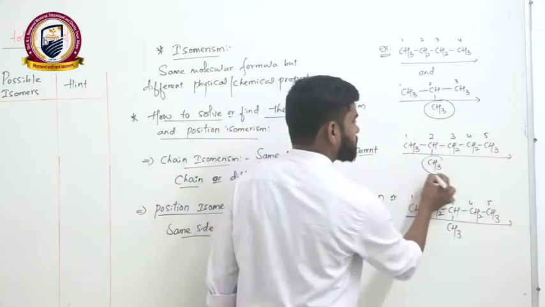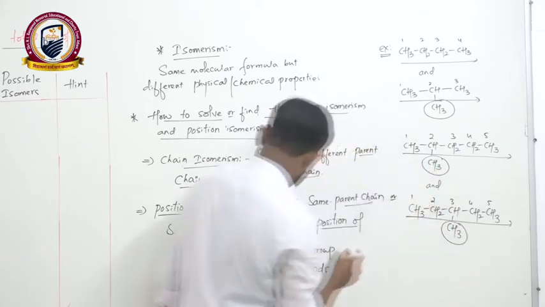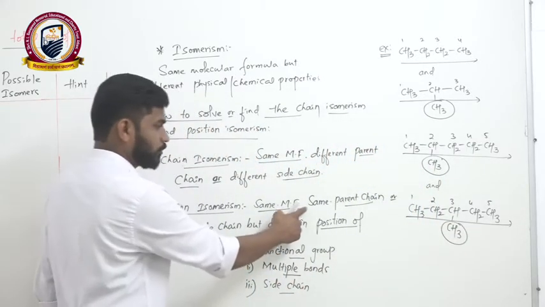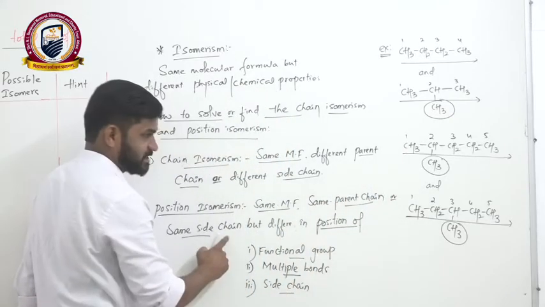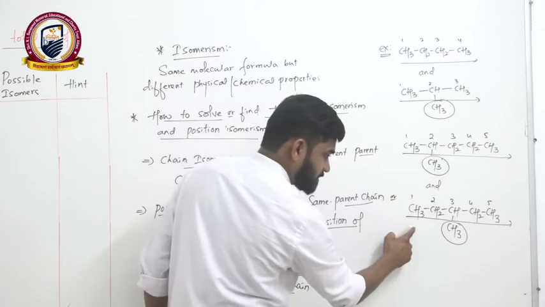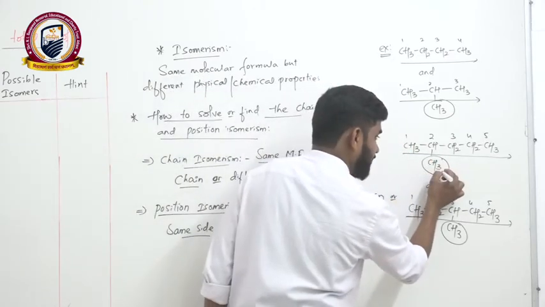Okay, so this will be the side chain. Side chain is the same. Look at the definition here: same molecular formula, same parent chain, or same side chain. The side chain is also the same, and the parent chain is also the same here. And what is the position of this side chain here?